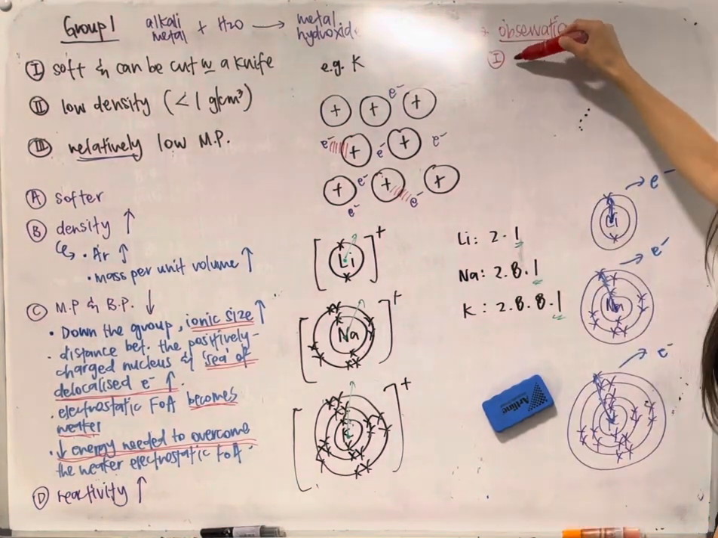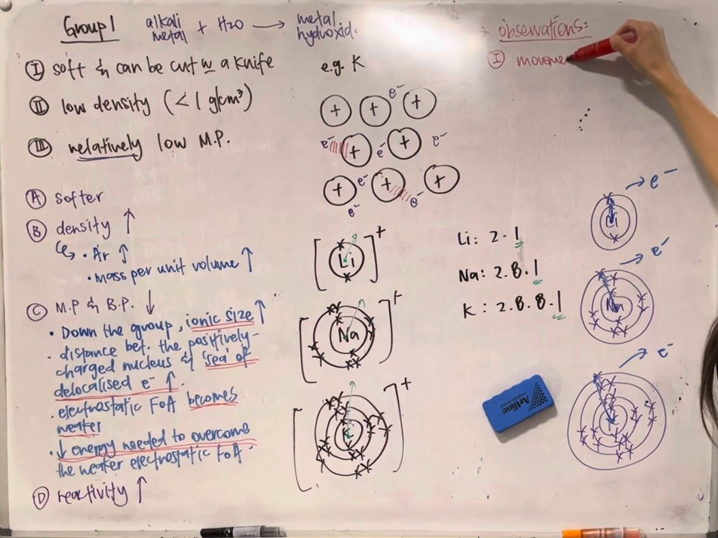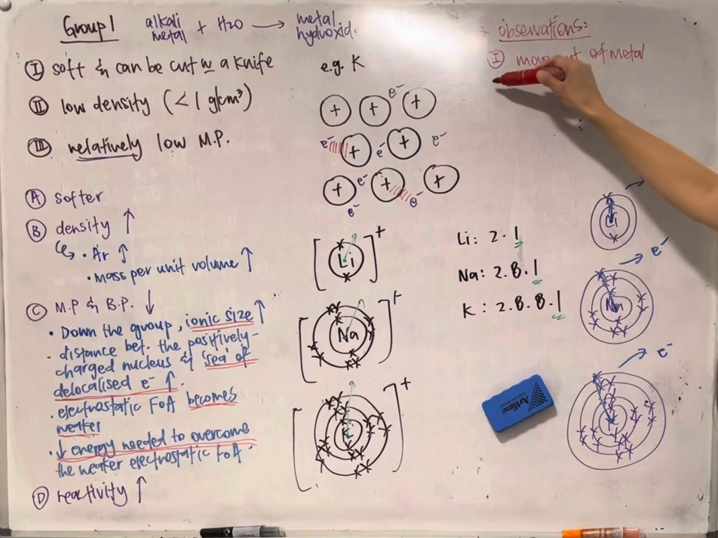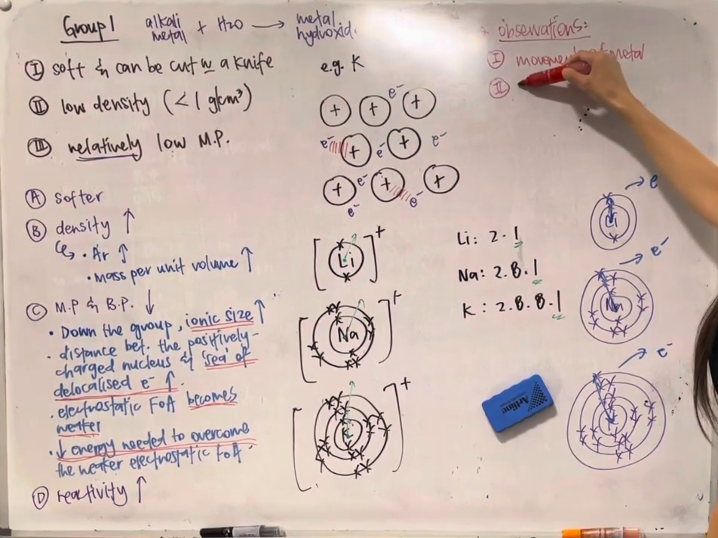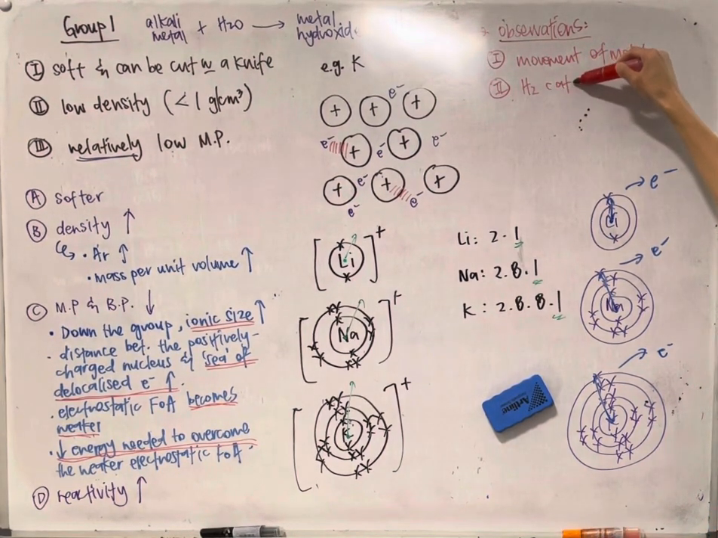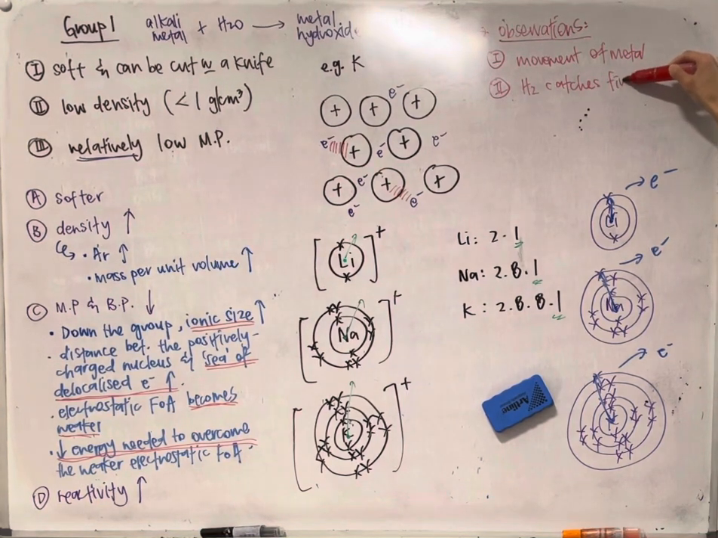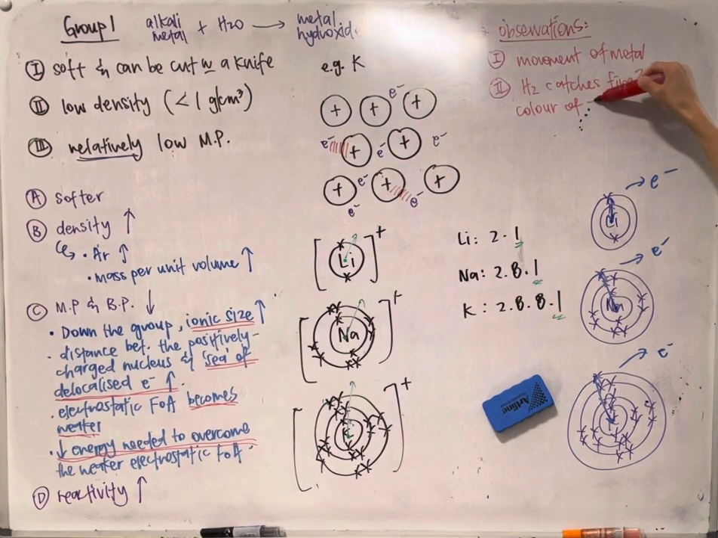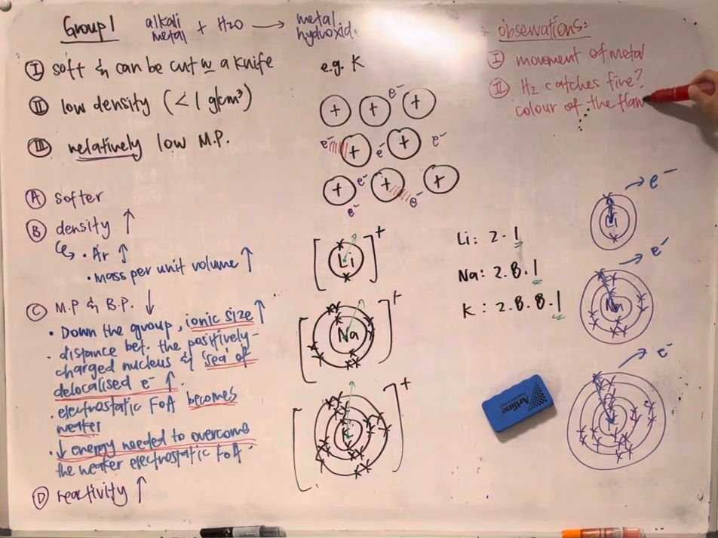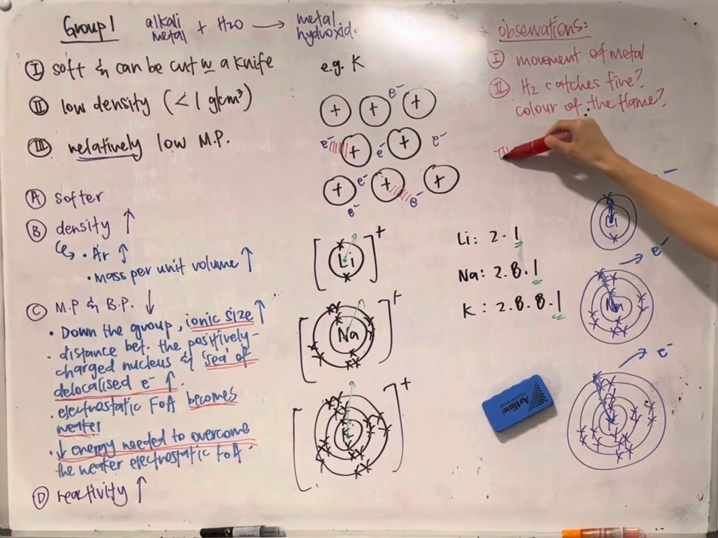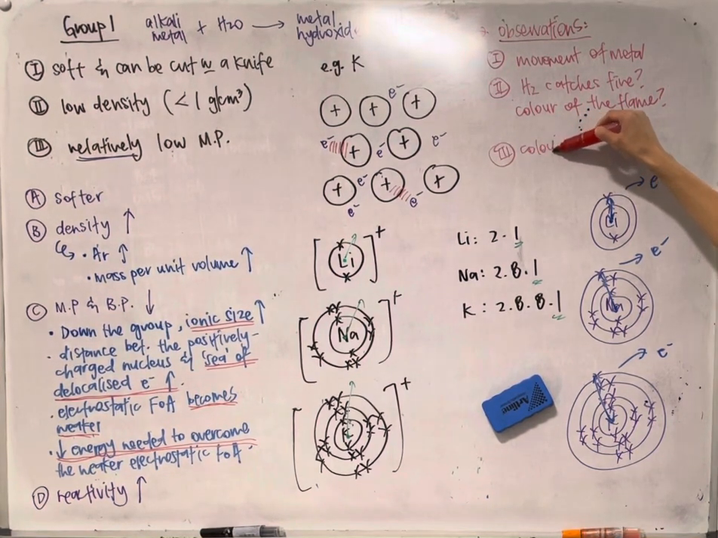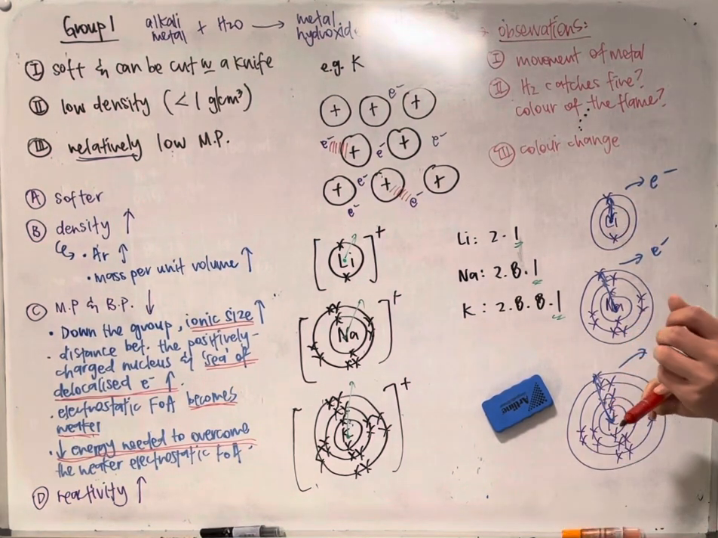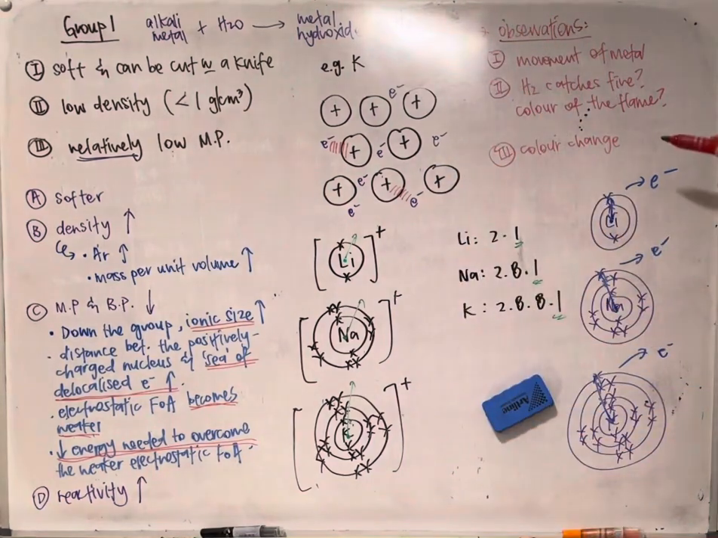the movement of the metal. Will the metal move or not? Second one, will the hydrogen gas catch fire or not? If so, what is the color of the flame? Last observation is color change of indicator. You are expected in the syllabus to know the color change in phenolphthalein, methyl orange and universal indicator.